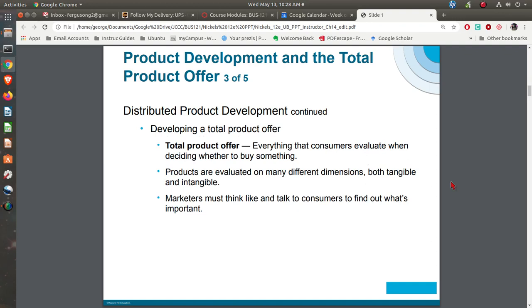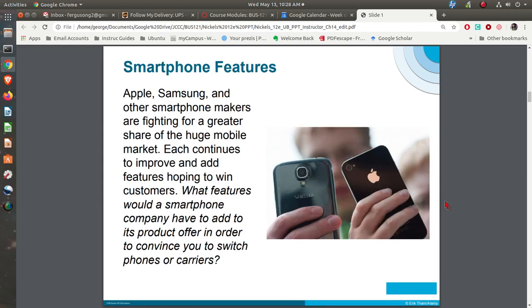In the development process, you want to be thinking about the total product offer that you're providing to the consumer. Because when we are buying something, we're looking at everything that goes along with it, both the tangible and intangible dimensions that go along with the use of something. So we're looking at that total product offer and thinking, okay, the money that I'm spending, am I getting the value that I'm really looking for?